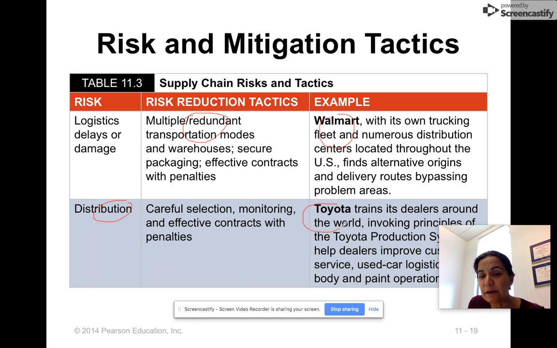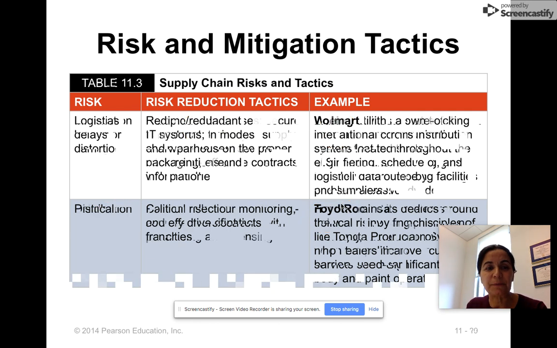The fourth is distribution, where we just do very careful selection and monitoring. An example here is Toyota. They train all their dealers. Indeed, when they had that sudden braking problem a few years ago and they had to do the recall, if Toyota did not have all their TPS and their dealers all across the world to help them out, they might not have been able to overcome that challenge.